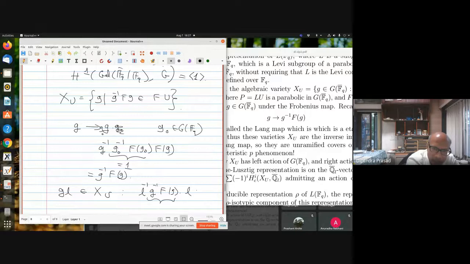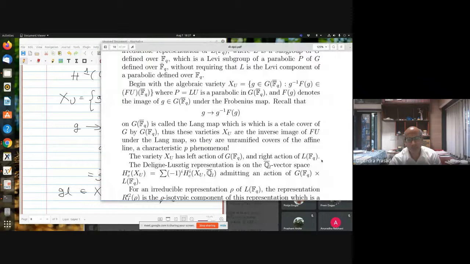So the point is that you have a certain variety XU which comes equipped with an action of G(FQ) and L(FQ). And the Deligne-Lusztig representation is on the Q_l bar vector space, what is called the compactly supported etale cohomology of this variety, alternating sum. So this admits, because whenever a group operates on a variety, it operates on the cohomology, and you get an action of G(FQ) cross L(FQ). So now whenever you have a vector space with an action of G(FQ) cross L(FQ), then to a representation of L(FQ), you attach a representation of G(FQ). So that is some generality.